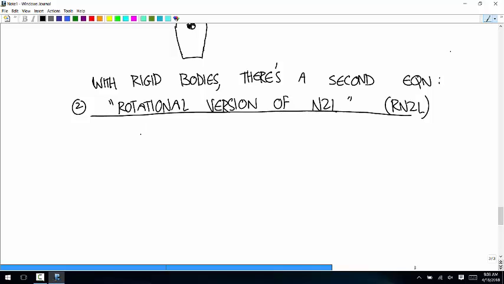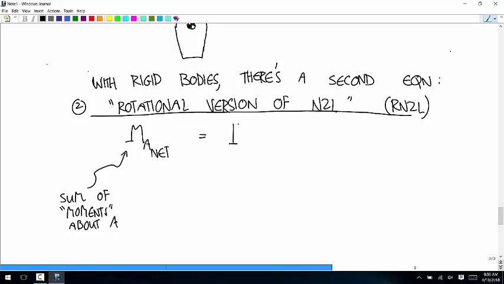So it says that if you add up all of these things called moments about the point A, so this is the sum of the moments about A, that's equal to the mass moment of inertia about A times the angular acceleration.